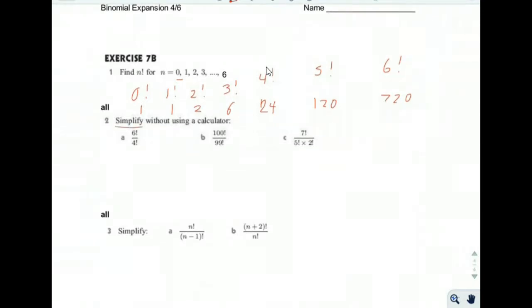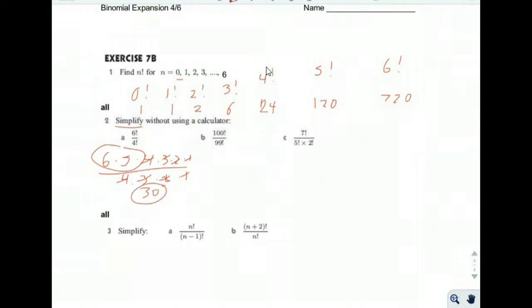Simplify without using a calculator. This might look like you need a calculator, but actually if you write it out, you will see that you don't. Because when you have 6 factorial over 4 factorial, you can see that a lot of these numbers cancel out. What you're left with is just 6 times 5, which is 30.